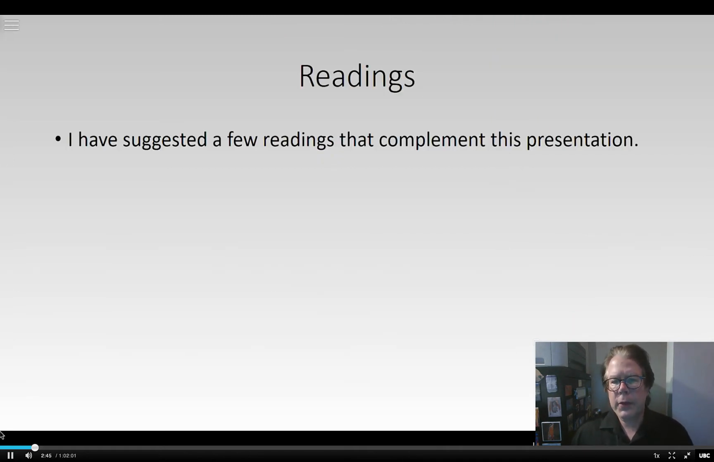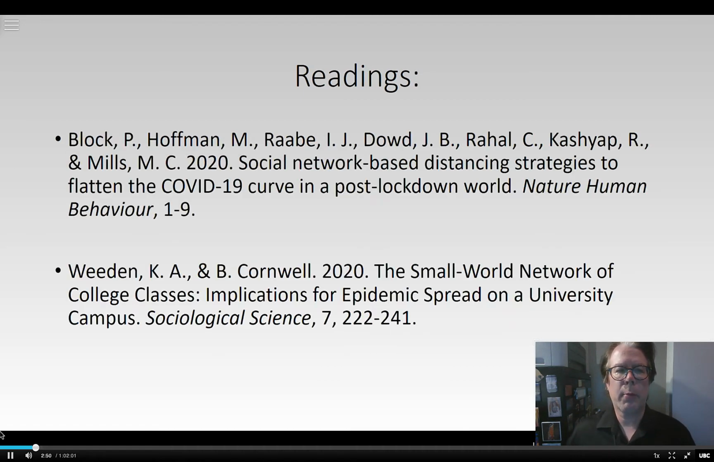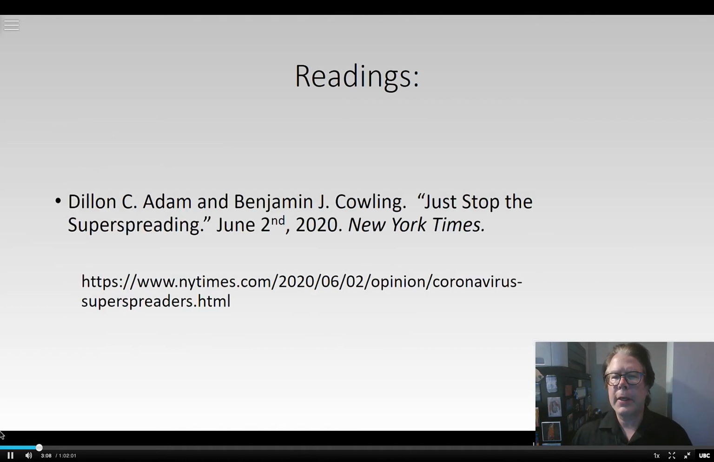Now, I've suggested a few readings to complement the material that I'm going to talk about. There's an article in Nature Human Behavior by Block et al., and also an article in Sociological Science by Whedon and Cornwell. And I'll talk a little bit about both of these articles in the context of illustrating key points in this lecture.